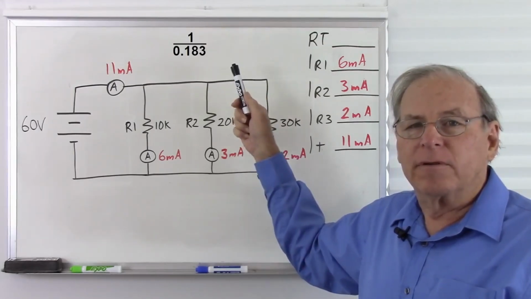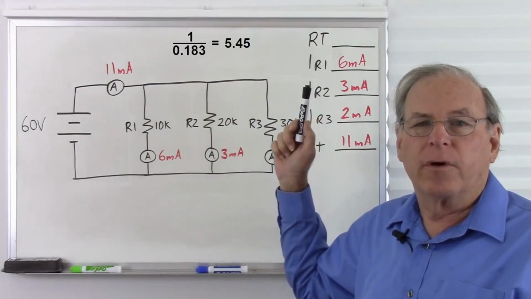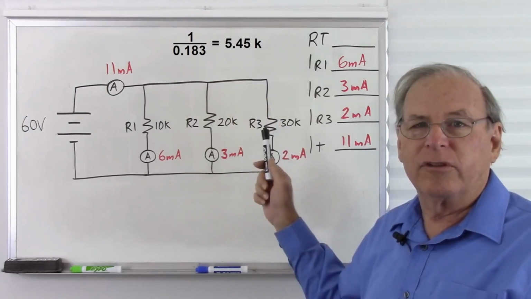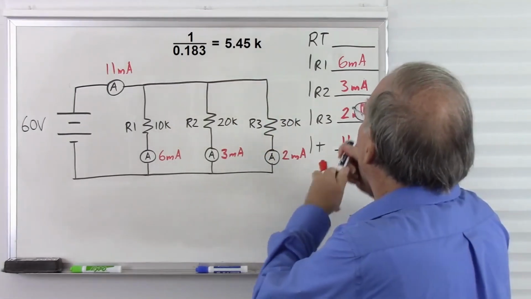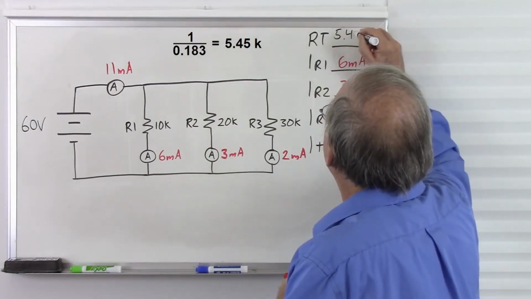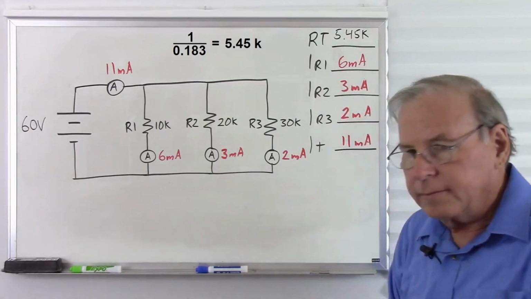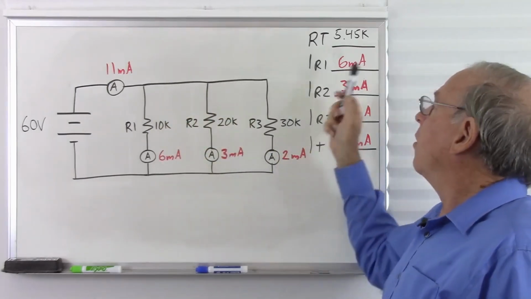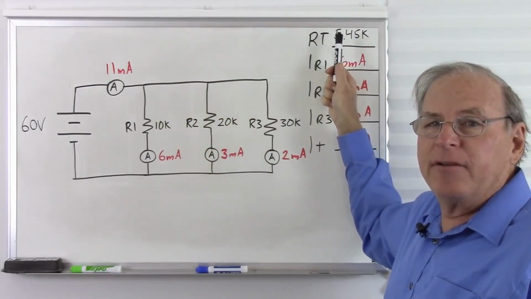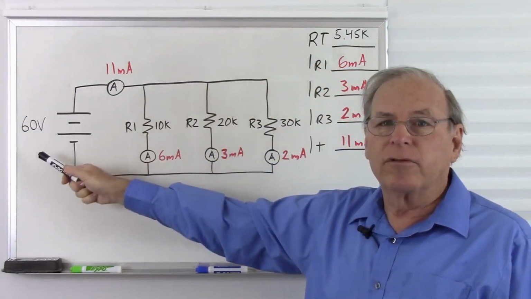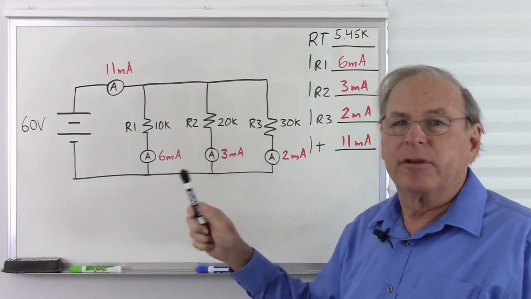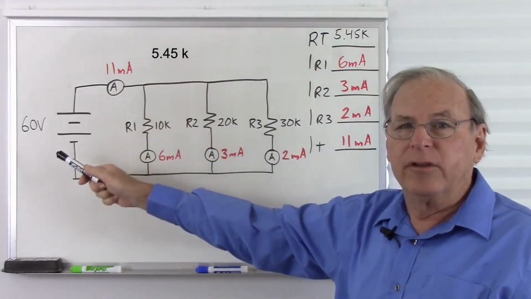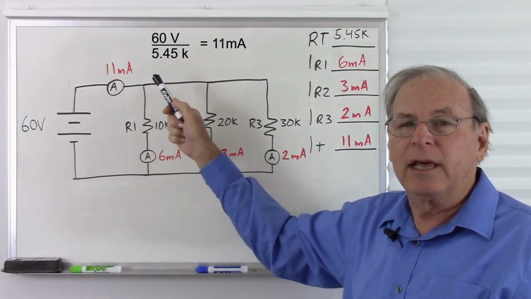Now we take the reciprocal of that and we get an answer of 5.45. Remember, this is 5.45 K. So our total resistance is 5.45 K. Now that we have that, we can confirm that these numbers work out. So if this is correct, if we divide 5.45 K into 60 volts, we should get 11 milliamps. So 5.45 K into 60 volts equals 11.